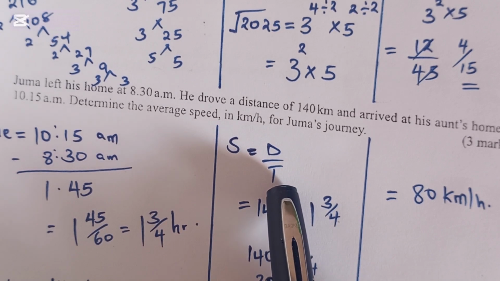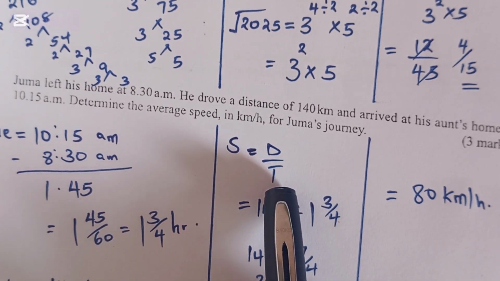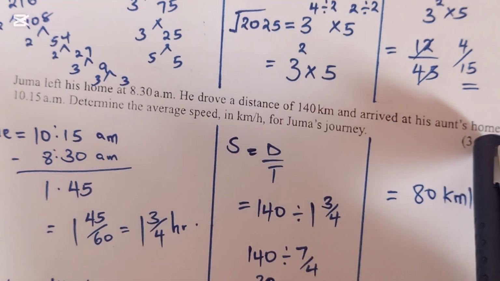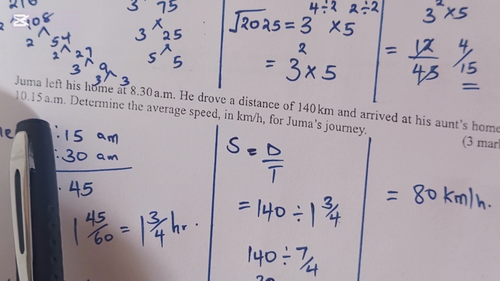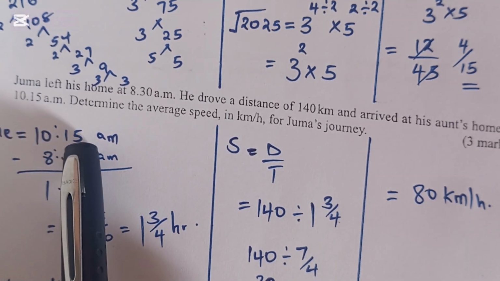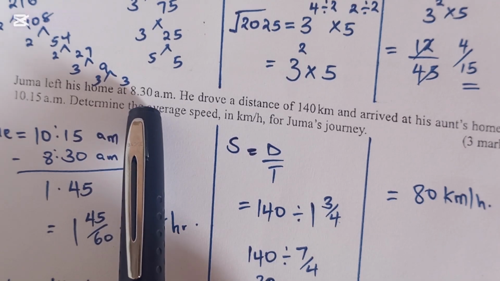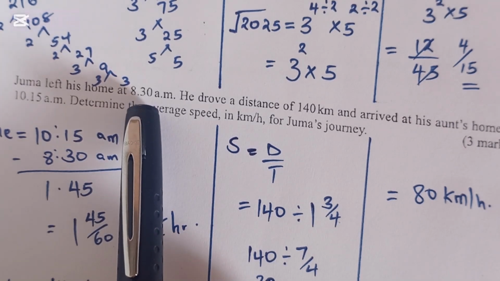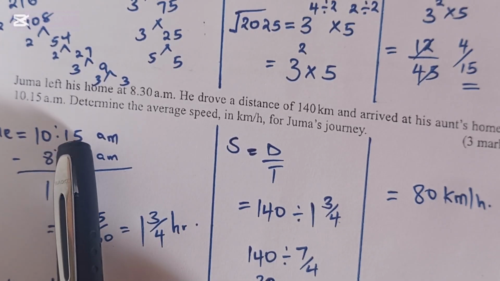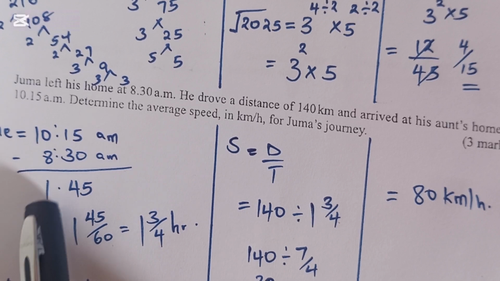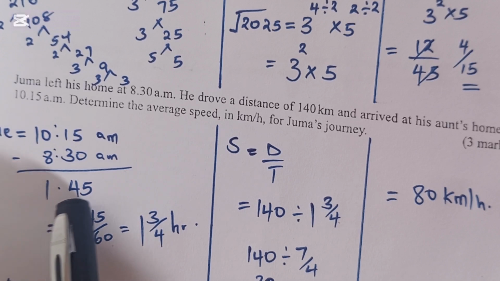So for you to get the time, we usually take the arrival time minus the departure time. Remember, he arrived at his aunt's home at 10:15 a.m. So 10:15 becomes the arrival time, and he left his home at 8:30. The time when the journey started was 8:30, so we call it the departure time. So if we take 10:15 as the arrival time minus 8:30 as the departure time, we are going to end up with 1 hour and 45 minutes.